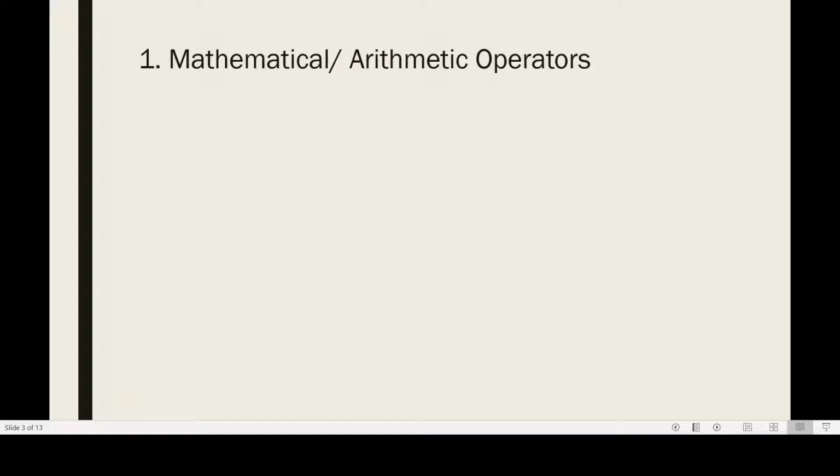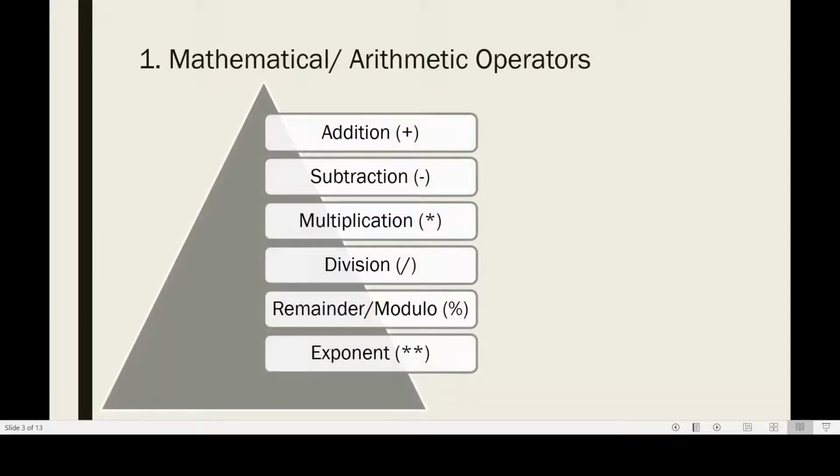The first kind of operators are the mathematical or arithmetic operators. As the name suggests, these operators are used on the types of values which can be mathematically calculated. These operators are addition, subtraction, multiplication, division, remainder, and exponent, as you might have studied these basic operations in maths.